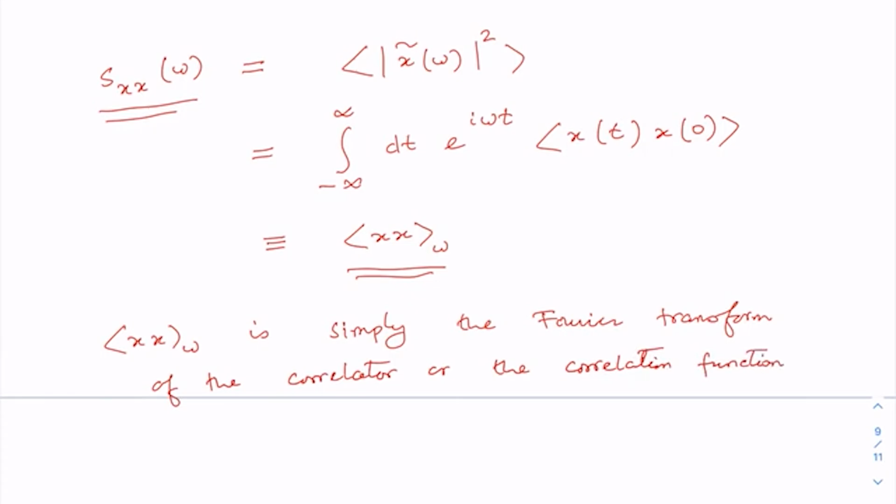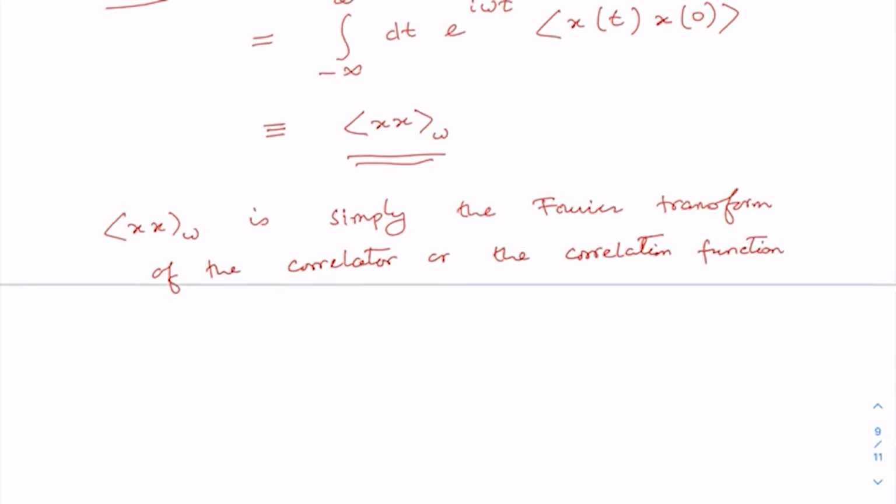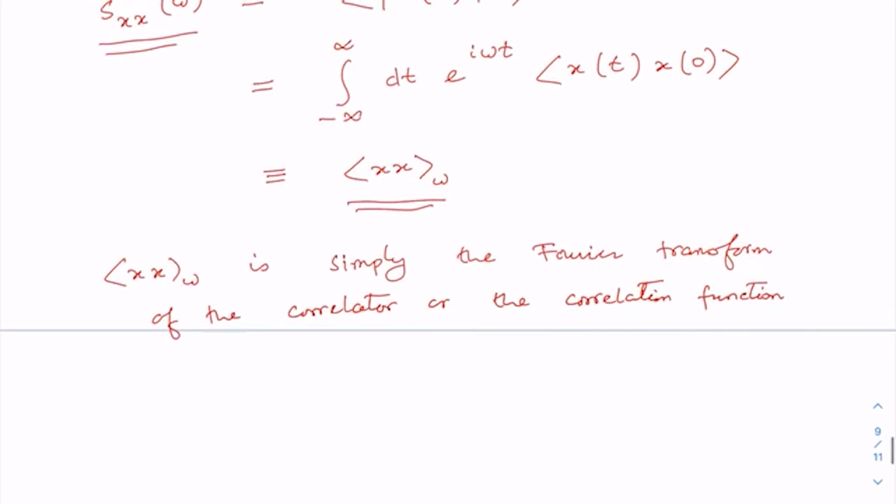So what you see basically is that the noise spectrum is nothing but the Fourier transform of the correlation function, and this is referred to as the Wiener-Khinchin theorem.